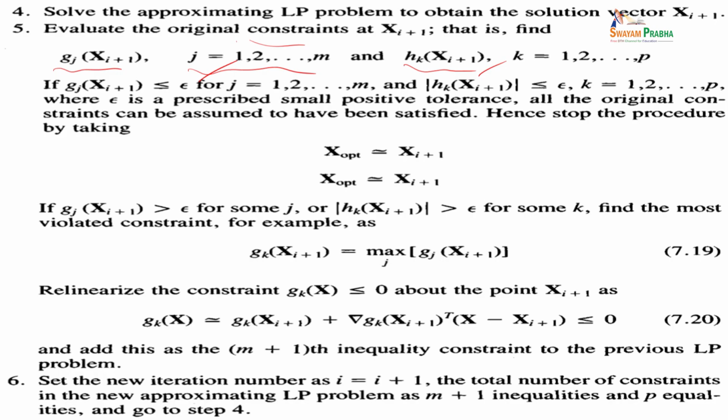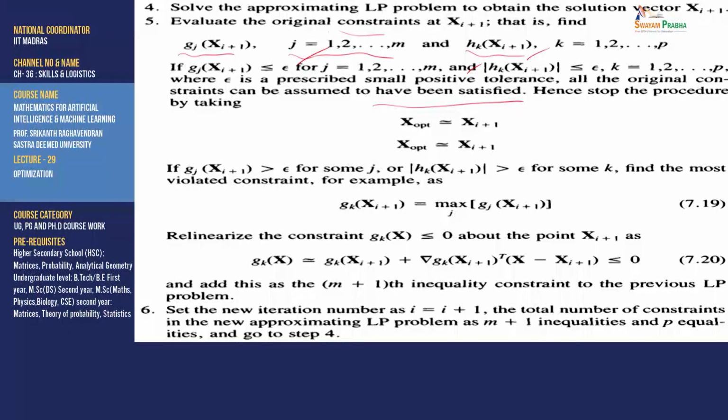If epsilon is a very small positive tolerance, then all the original constraints can be assumed to have been satisfied. Hence, stop the procedure by taking x optimum approximately equal to x_{i+1}.